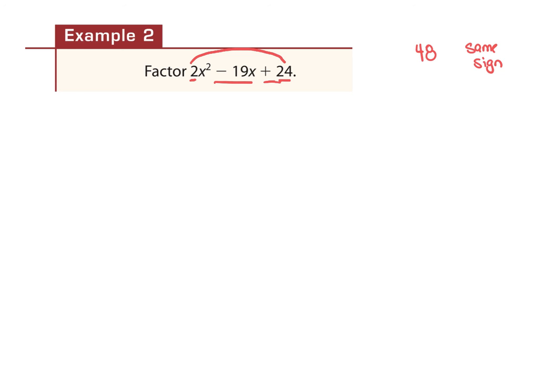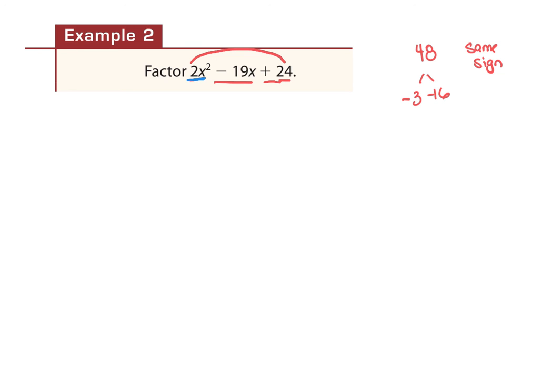12 and 4 give me 16. So I do know I need to get a little bit bigger than that. Yep, 3 and 16. 3 and 16 add up to give me 19, right? They're both negative, yes? -3 and -16 will multiply to give me that positive 48. They will add to give me the 19. So now I'm going to rewrite this guy.